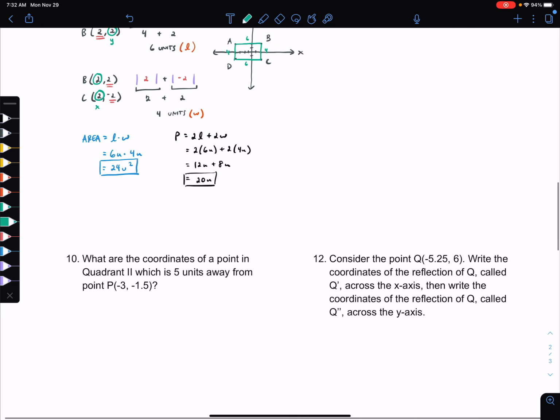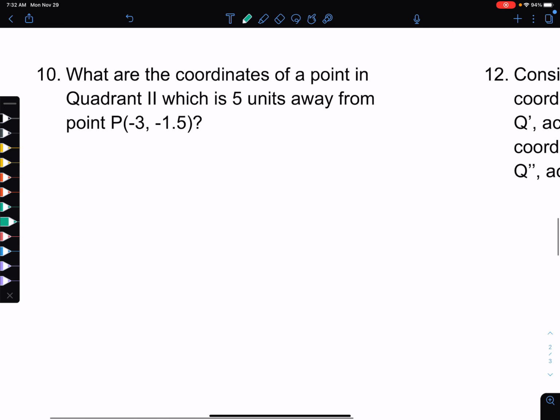Okay. There's 9. Let's take a look at 10 here. What are the coordinates of a point? So they're looking for an x comma y.